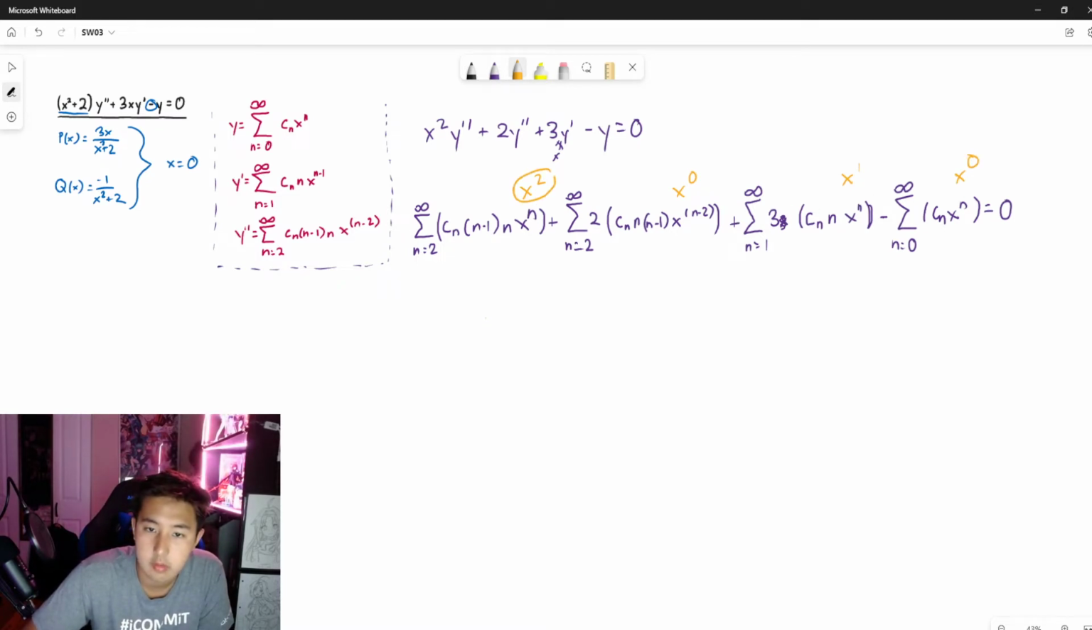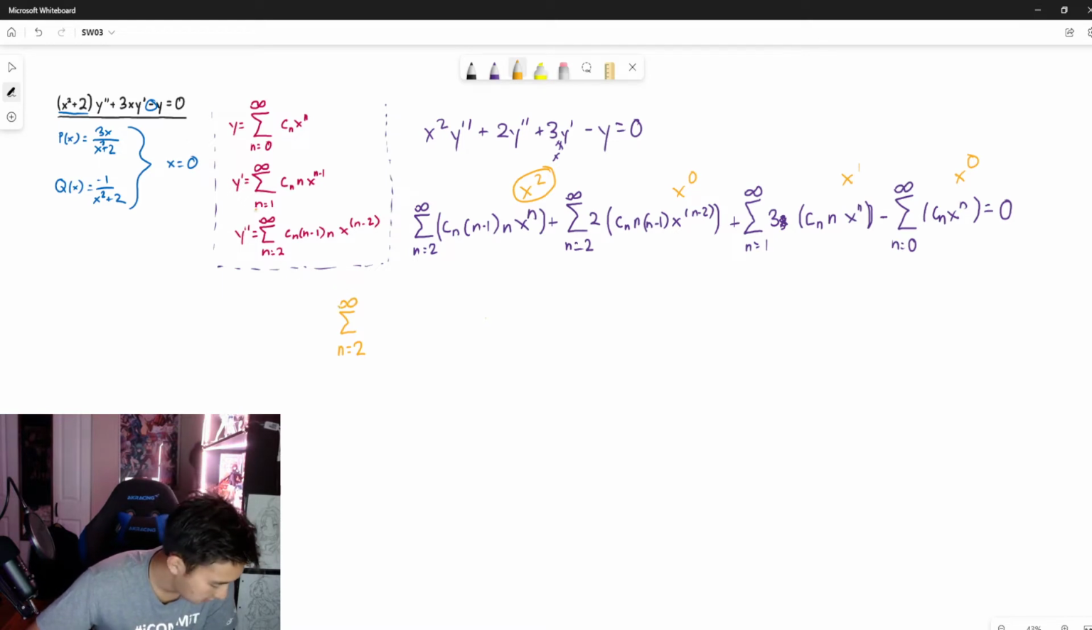So x to the 2 is our highest exponent, so that's going to be our baseline. So we can start rewriting this equation based on that. So we start with n equals 2 going to infinity. And then now we're going to rewrite the equation a bit. So we still have Cn times n minus 1 times x to the n.